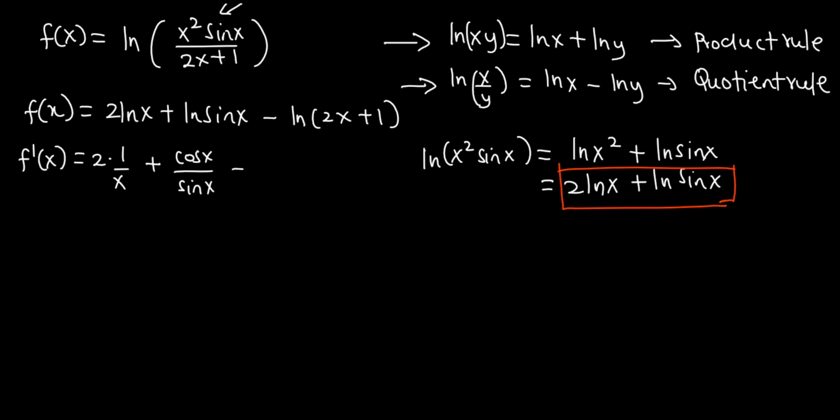You know 2x plus 1 is u, and because of that, u prime is equal to 2, and then divided by 2x plus 1. When I simplify this, you are going to have 2 over x plus cos x over sine x, which gives us cot x, minus 2 over 2x plus 1. So this will be the derivative of this function that was given to us.